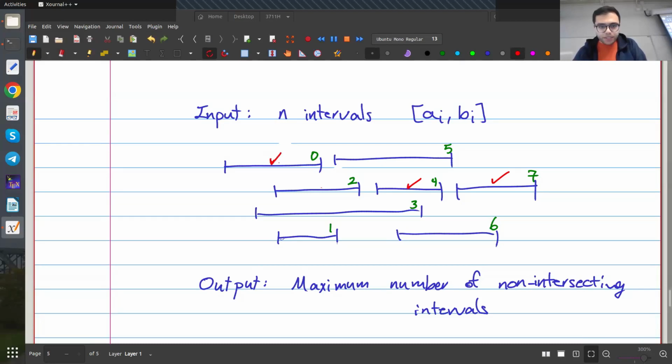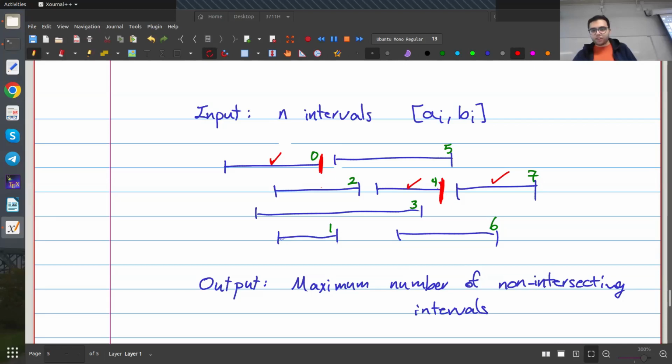So I'm going to take 0 and I will remember what is the biggest endpoint. The biggest endpoint is here. So when I go to 1, I ask, is your starting point before the biggest endpoint? And it is. So it does intersect something. And then I ask the same thing for 2. Is your starting point before the biggest endpoint that I have? And again, the answer is yes. For 3, it's yes. For 4, the starting point is after here. So I can take 4. And now I update my biggest endpoint to the endpoint of 4. And then I continue like this.